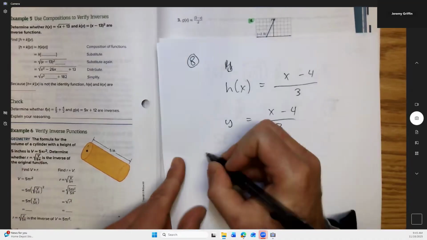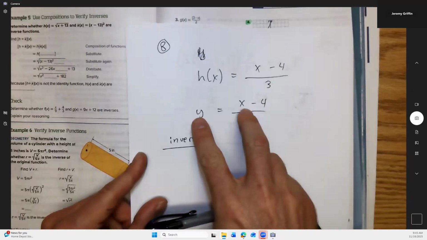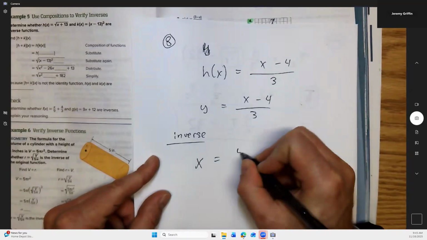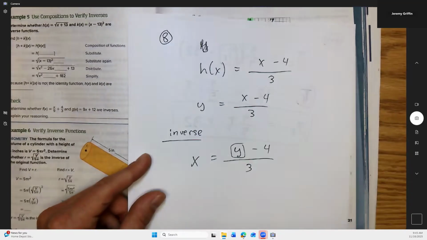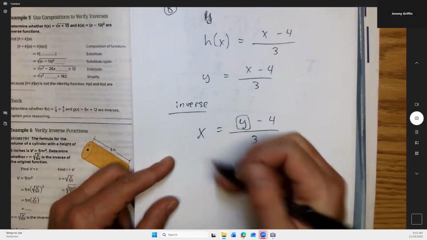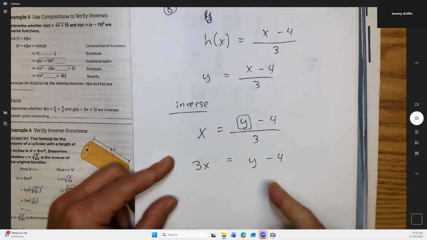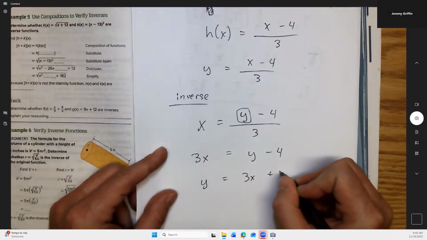But now for the inverse. What you can do algebraically is just swap the x and the y. So I can say x equals (y minus 4), all divided by 3. And then solve for my new y, and that will represent the inverse relationship. So multiply both sides by 3. So 3x equals y minus 4. And then add 4 to both sides. So y equals 3x plus 4.